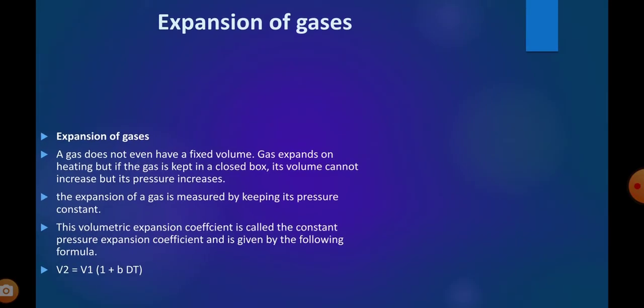Expansion of gases. A gas does not even have a fixed volume. In liquids, it has volume. Whichever container we take, that volume the liquid will acquire. But in case of gas, there is not even a fixed volume. Gas expands on heating, but if the gas is kept in a closed box, its volume cannot increase, but its pressure increases. That is what actually happens inside the pressure cooker. The expansion of a gas is measured by keeping its pressure constant. This volumetric expansion coefficient is called the constant pressure expansion coefficient and is given by the following formula. V2 is equal to V1 into 1 plus beta delta T.